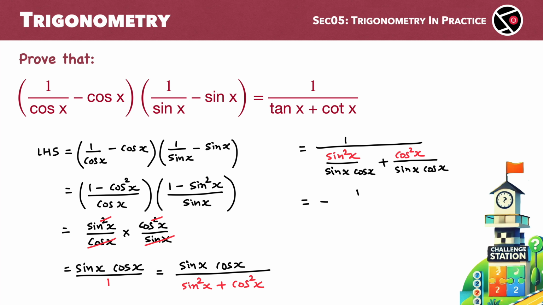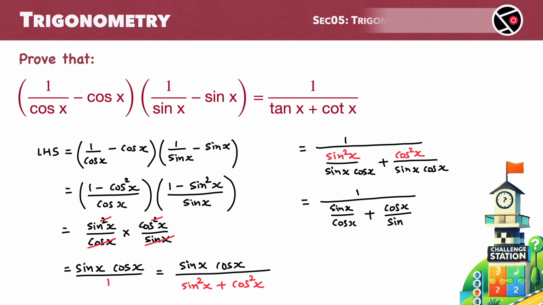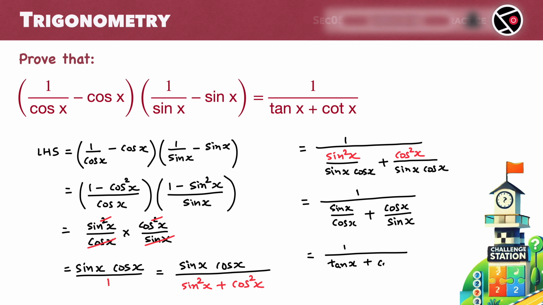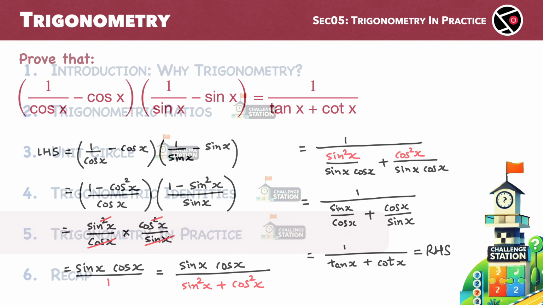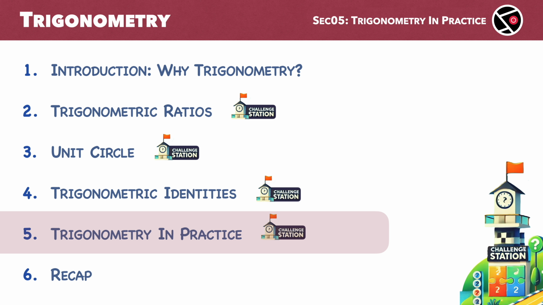Solving further, the left hand side equals 1 over tan x plus cot x, which equals the right hand side. This completes our proof of this identity. And with this, we have also successfully completed section 5. Good job. Now it's time for a short break. Pause the video, stretch a bit, and come back when you are ready.